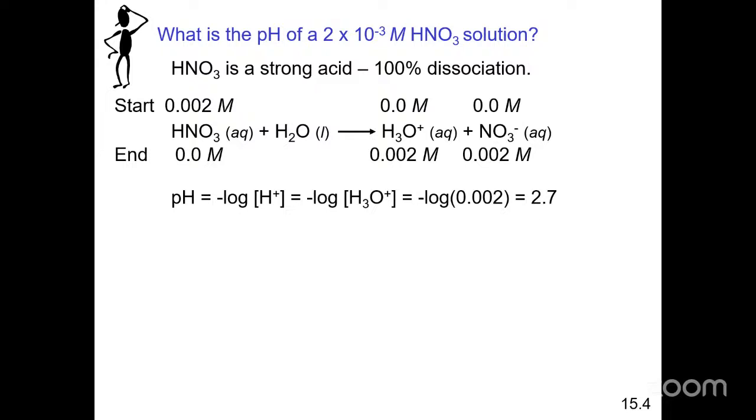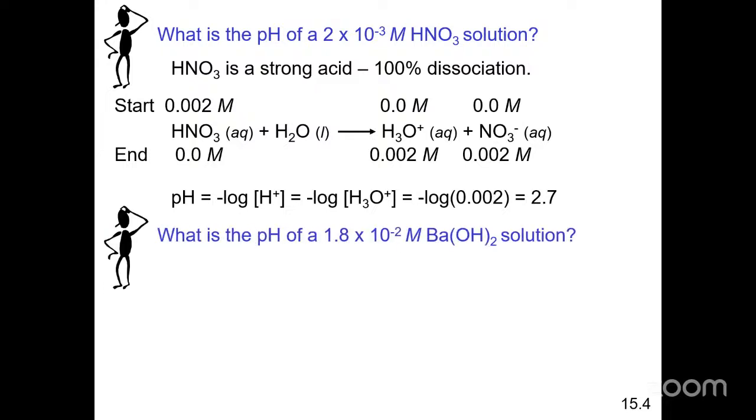What time is it? I'm losing track of time. Oh, shoot. Having too much fun. All right. Any questions about this example? Any questions?